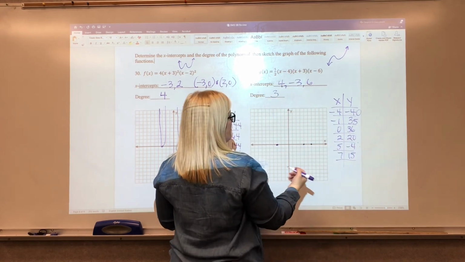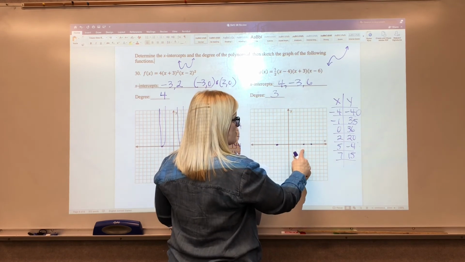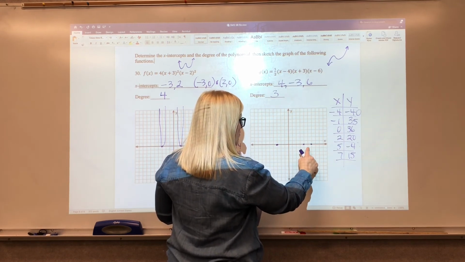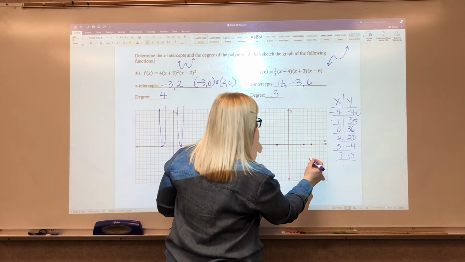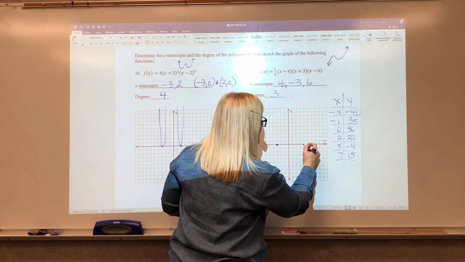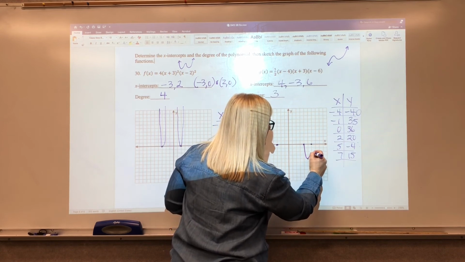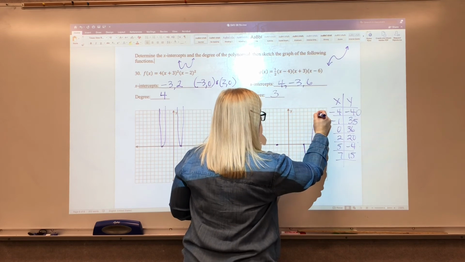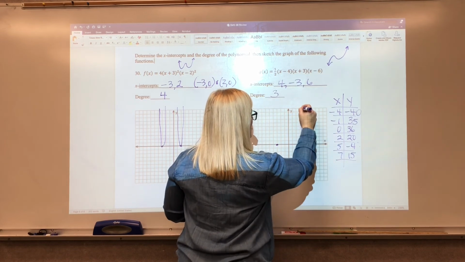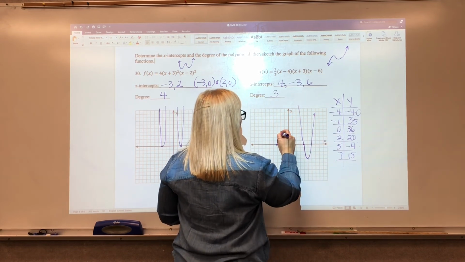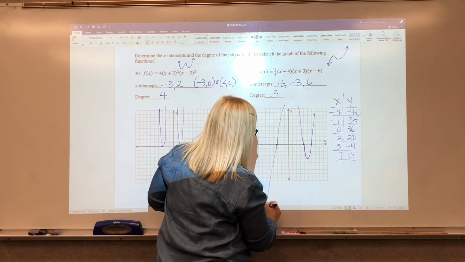So the only ones that fit on the graph are the x-intercepts, and 5, -4. 1, 2, 3, 4. So we know that this at least goes like this, and then it's going to get really, really big. This one is off the chart. This one is also off the chart, and then it comes down like that.